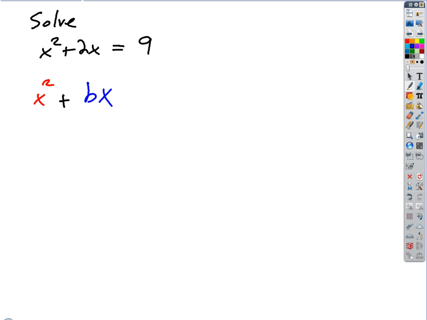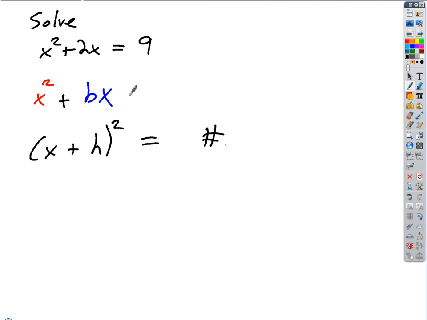Our goal really is to make it look like this. I'll even show you this. Our goal is to make it look something like this. X plus, say h, call it h, is fine. X plus h quantity squared equals some number, right? And if we could make it look like that, we could pretty easily isolate x, couldn't we? By just square rooting both sides and adding negative h, okay? Well, there is a trick for doing that.